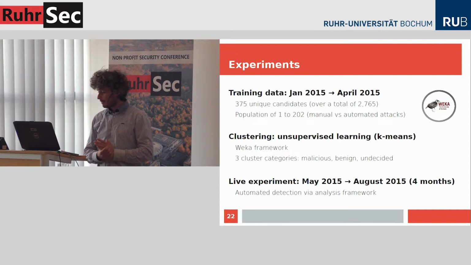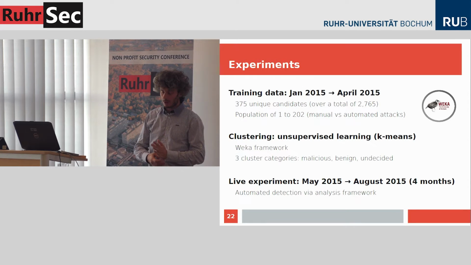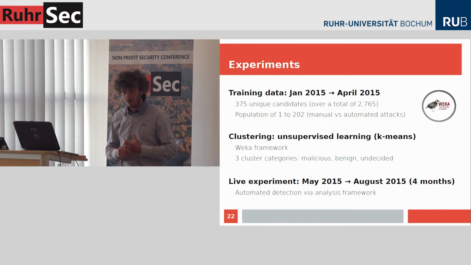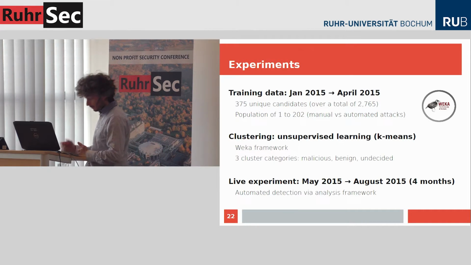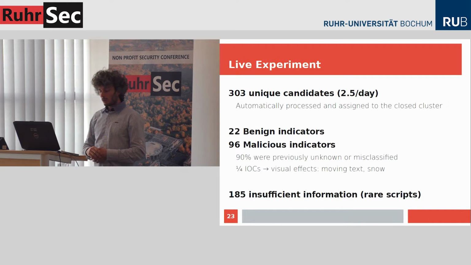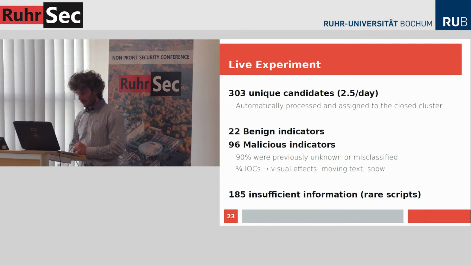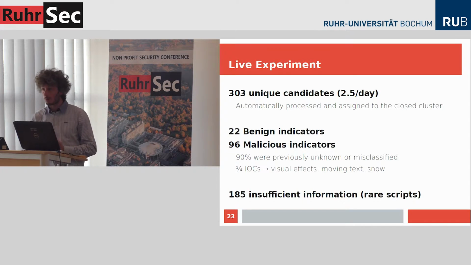So starting from mid May, every night the tool extracts the JavaScript URLs from the web honeypot. It processes the JavaScript URLs using the system, and they look for a distance. So basically it tells you, okay, this JavaScript URL is very close to the malicious cluster, so it's most likely malicious. This JavaScript URL is very close to the benign cluster, so it's most likely benign. And you do it in real time. On average, we extract 2.5 unique indicators of compromise per day from our web honeypot, for a total of 300 candidates.